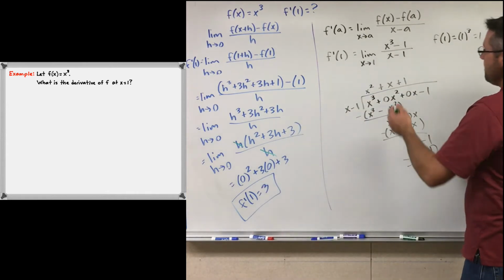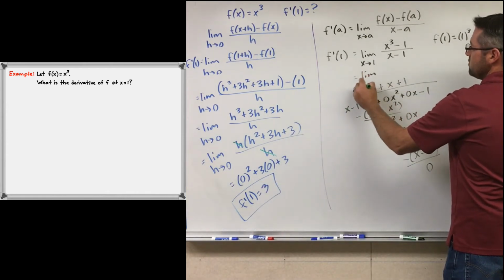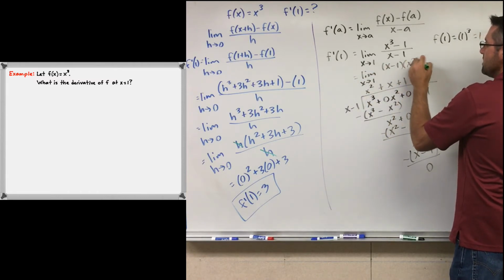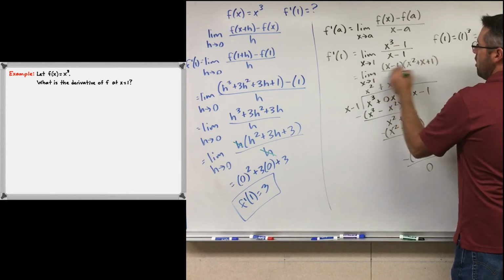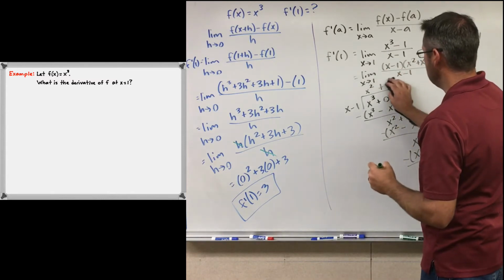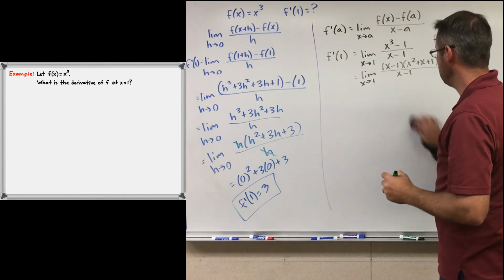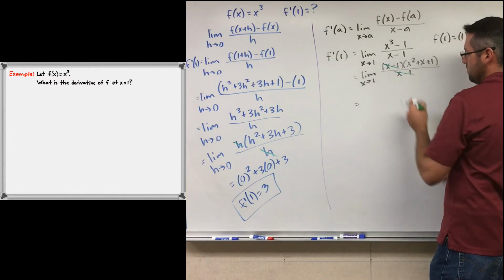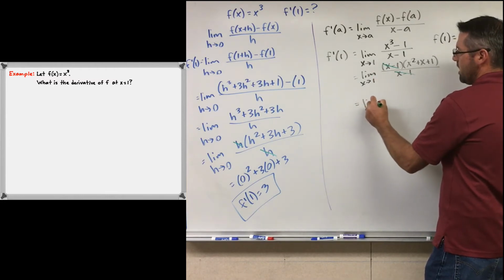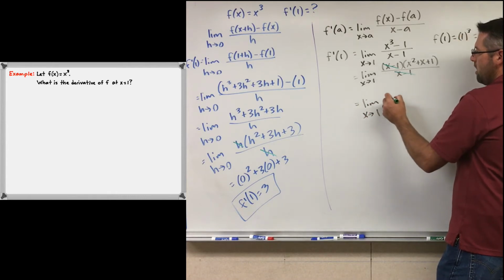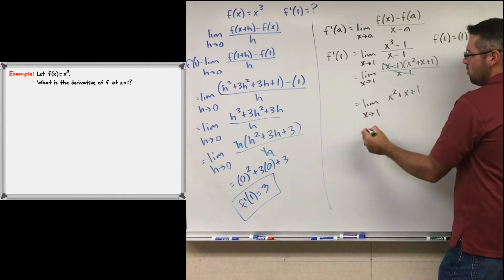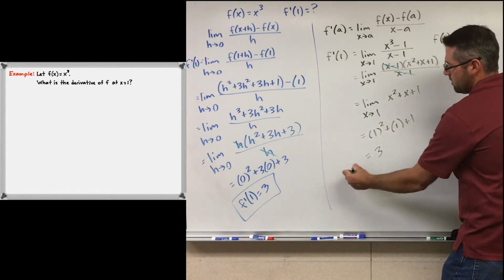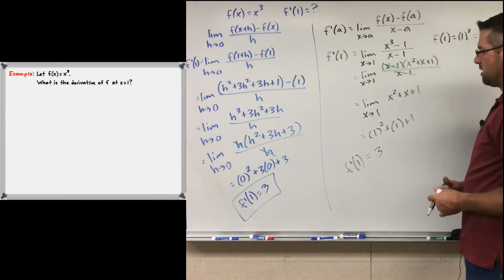And so I can say that this factors to x minus 1 times x squared plus x plus 1 all over x minus 1. I'm going to get rid of this work here, but it's just a matter of long division. If you don't remember how to factor that, we can see that the x minus 1's reduce. Okay, and so we have the limit as x approaches 1 of x squared plus x plus 1. We'll plug in the 1, so we get 1 squared plus 1 plus 1, which is 3. So f prime of 1 is 3.